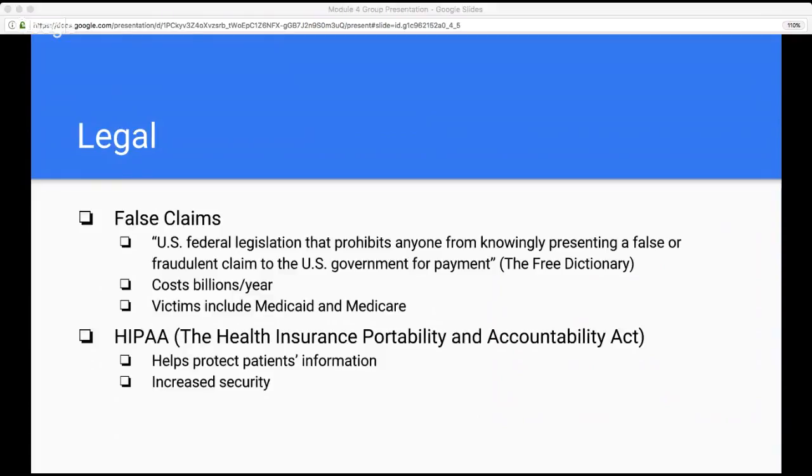False claims are claims submitted to the government for payment for something which did not happen. False claims costs add up to billions of dollars each year. Many of these claims victimize programs such as Medicaid and Medicare. HIPAA is an act to help protect the information of patients. Extra security measures are taken in order to make sure that each patient's information is fully protected against others.